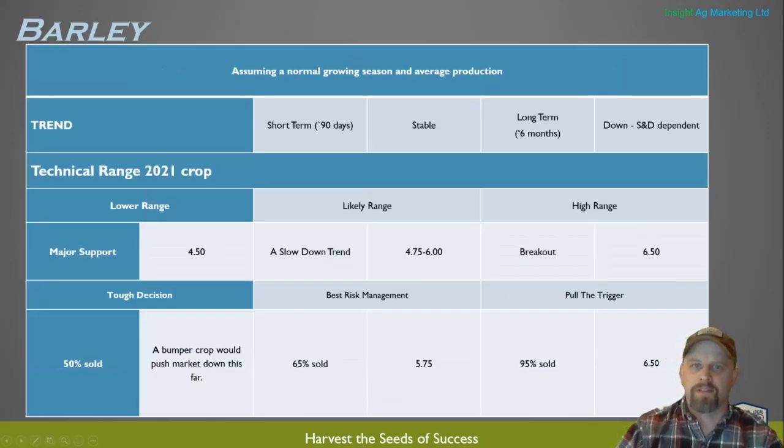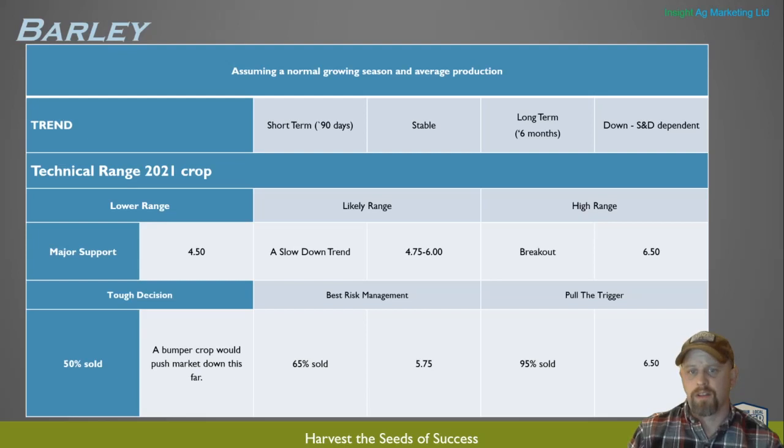Again, we're going to assume we have some normal growing season and average production. I think the price is going to be relatively stable going forward. And I think long term, this thing is down, even on the S&D, right? I think our major support this year is going to be around that 450. A bumper crop would probably push it down a little bit more. But most likely, I think it's going to be a slow downtrend, 475 to $6.